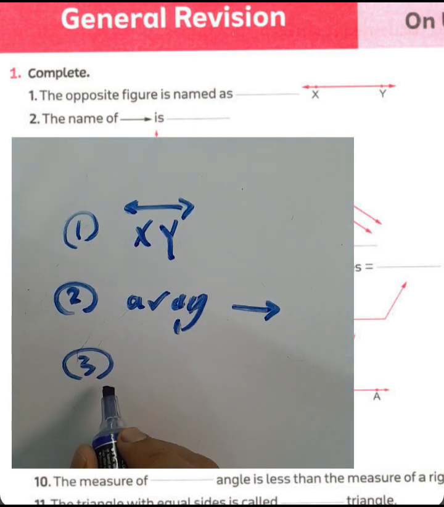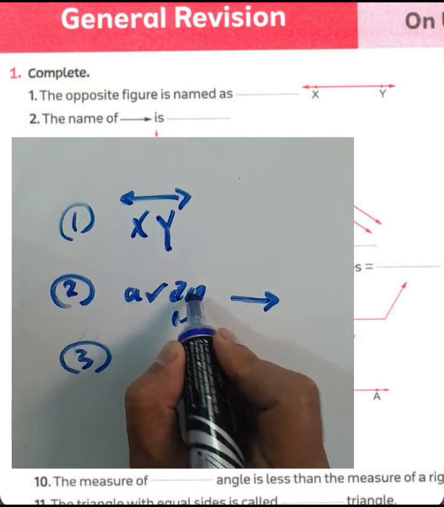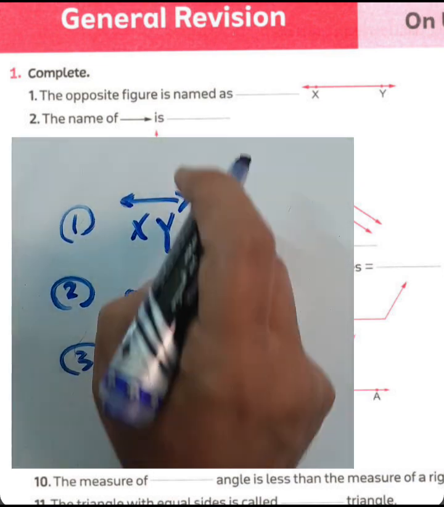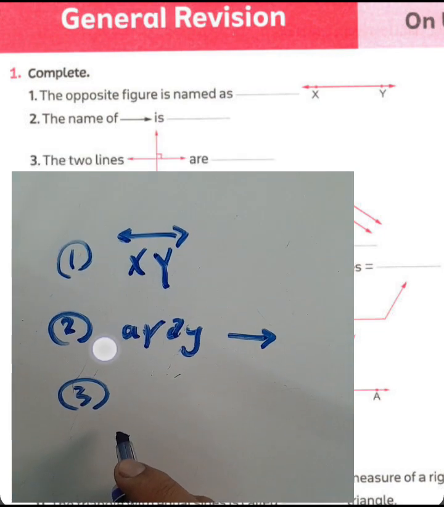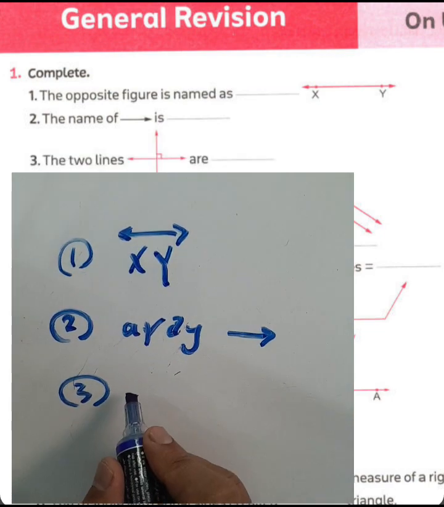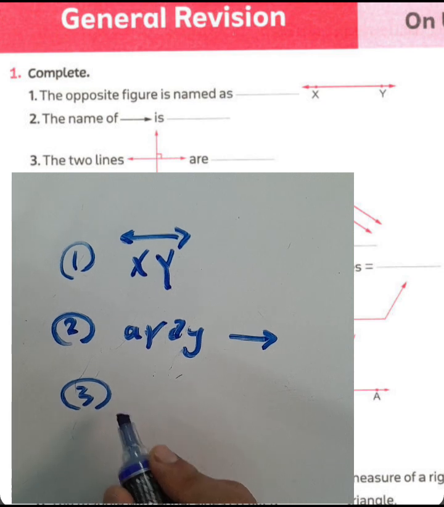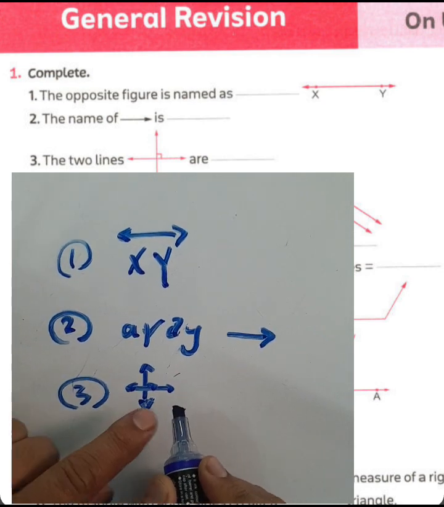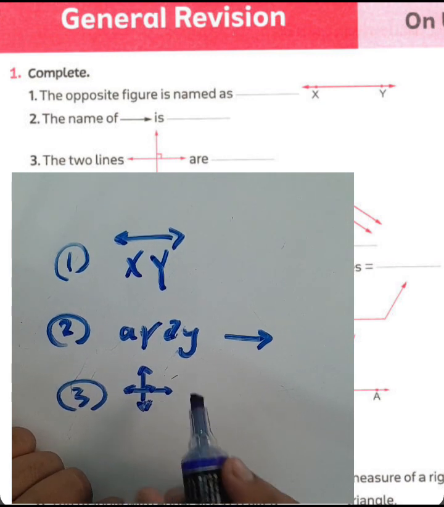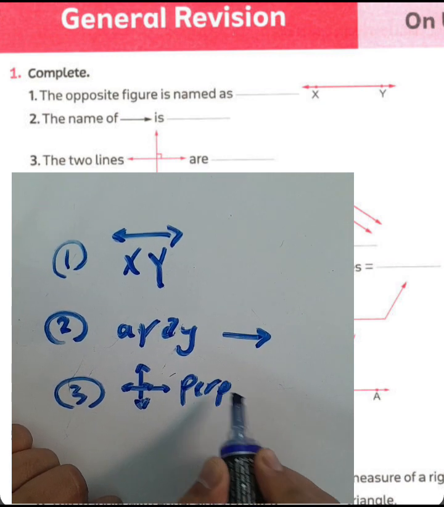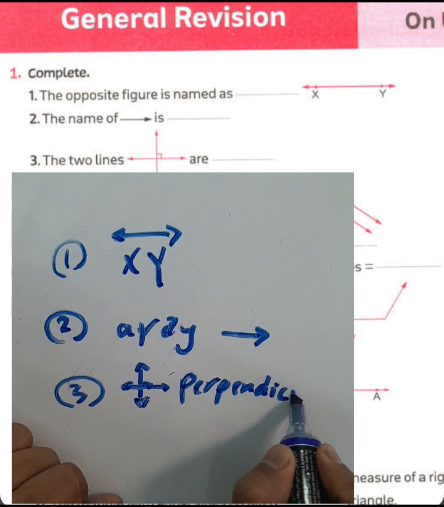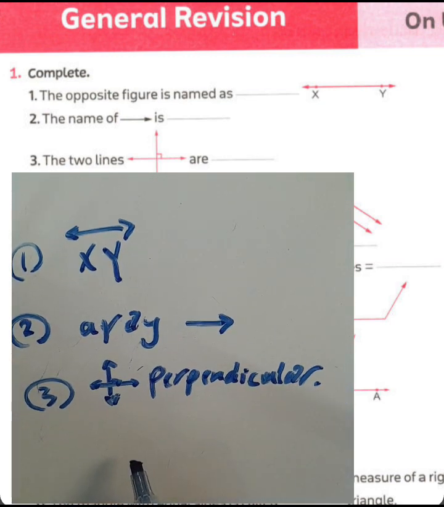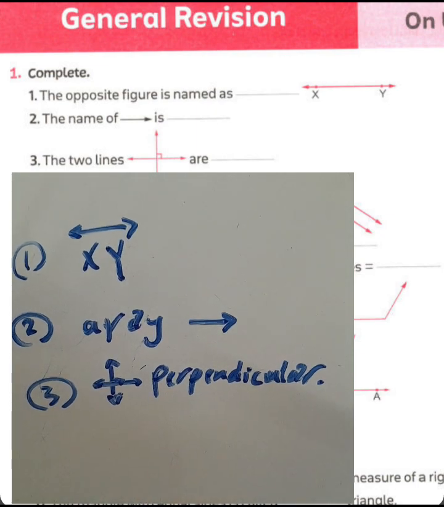Question number 3. Understood? Ray, straight line. Question number 3. The two lines are perpendicular because the measure of the angle between them equals 90 degrees. We call it perpendicular. Okay.